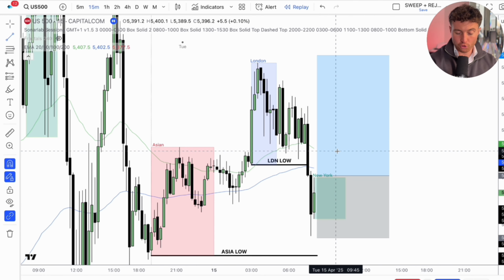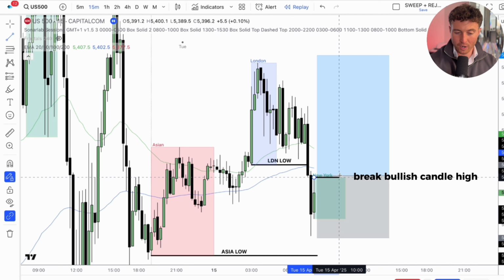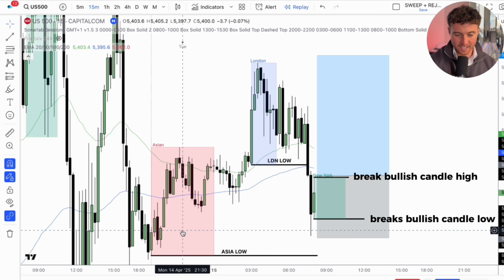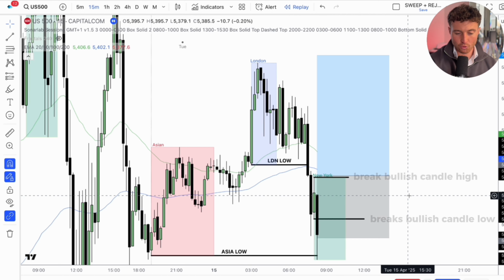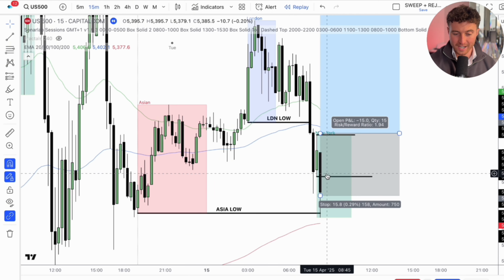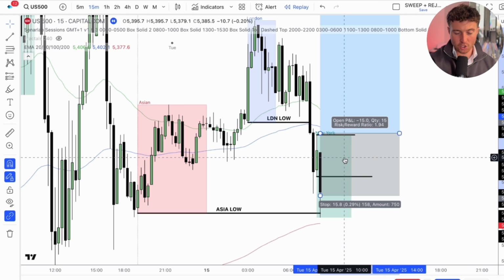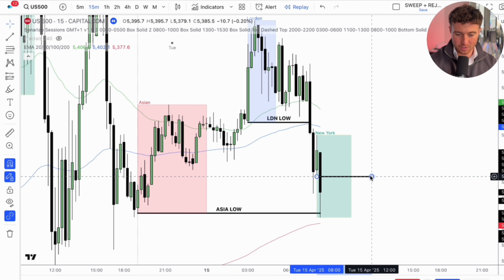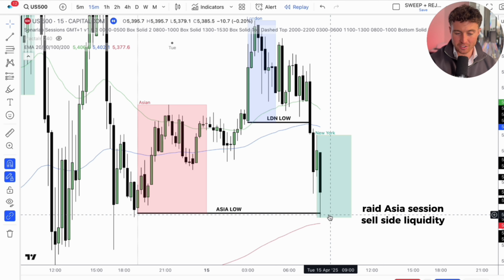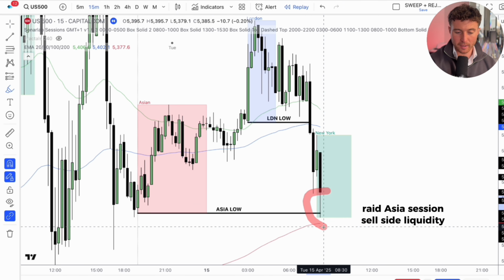So in terms of triggering us long, price needs to break this bullish candle high. However, if it breaks the low, this will invalidate our trade, and we will need to wait for another confirmation. You can see right here, this bearish candle breaks the candle low. Therefore, my buy stop was removed out of the market, and we need to remain patient. We then raid the Asia session sell side liquidity below the Asia session low. That's this manipulation right here.